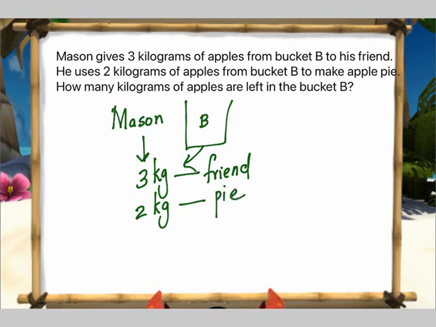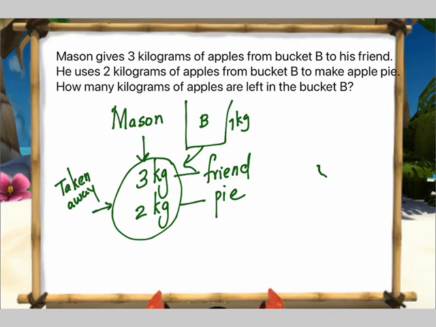Okay, so from the total amount of the apples, the B bucket has 7 kg of apples. From the 7 kgs of apples, he is taking 3 kgs and 2 kgs. What we have to do is, we have to add the amount he used, that is he gave for the friend and as well as for making pie. So amount taken away we have to calculate. So this is the amount which he took away, right? So let me write it as taken away. Okay, so this is the amount that he took away from the total, which is 7 kgs. From the total 7 kgs, he took away 3 kgs and 2 kgs.